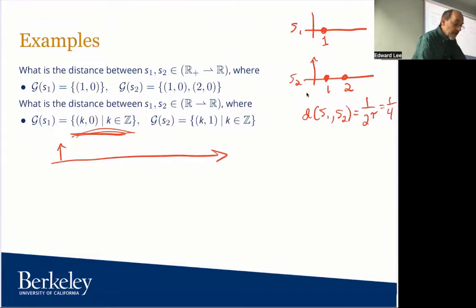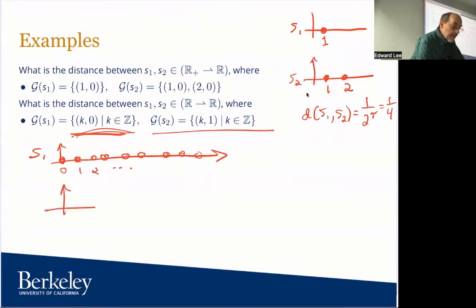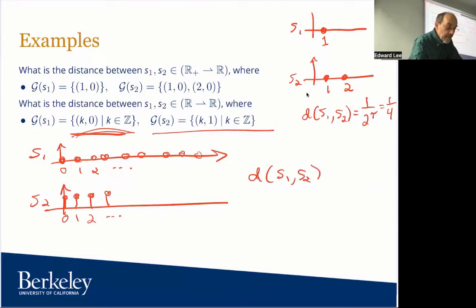So Z is the set of all integers. So this signal S1 has value 0 at all the integers, all the way out unbounded, right? 0, 1, 2, etc. And then S2 is similar, except that instead of value 0, it has value 1 at all of these. 0, 1, 2. So now what is the distance between S1 and S2? It's 1.